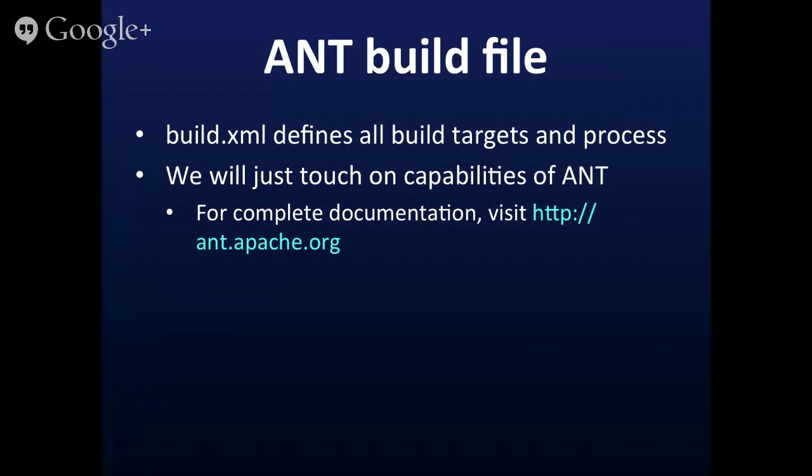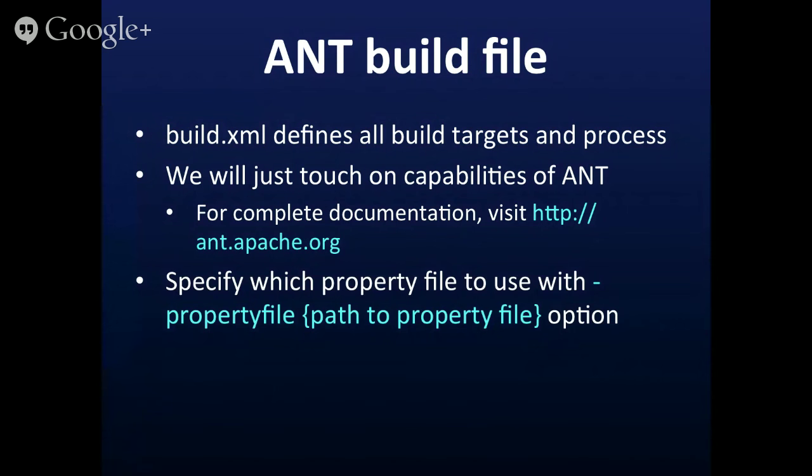If you are interested, there's a lot of good documentation out there on the Apache Ant site. I encourage you, if you want to get into using Ant, it's very useful for many different things, not just data load scripting. So go out there and take a look at that documentation. When we run our build script, we specify which property file to use. We pass a -propertyfile argument, and then we give it the path to the property file. And again, you'll see how we do all this.